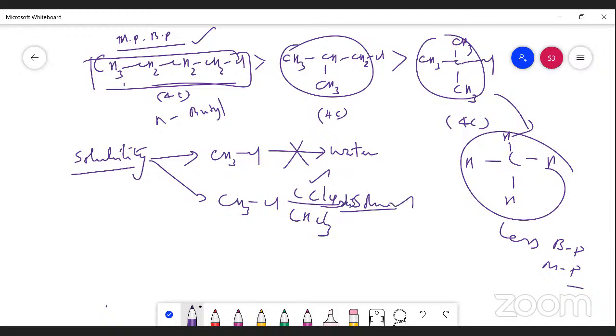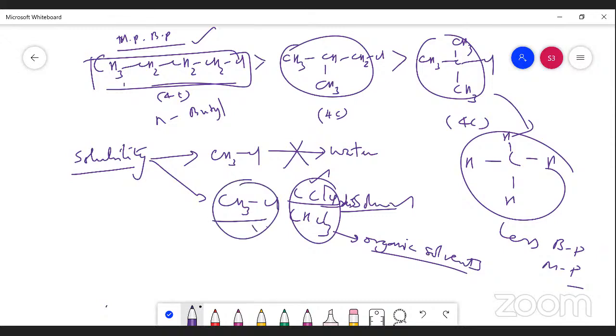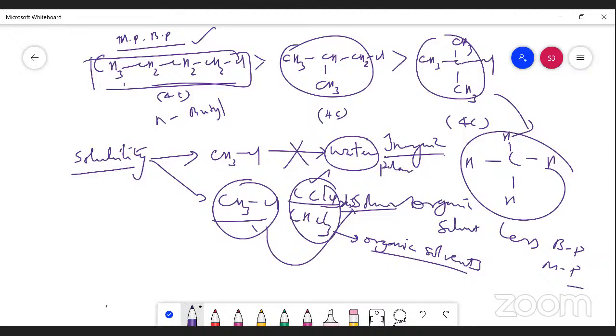It dissolves into these organic solvents, which are called organic solvents. So organic compounds dissolve into organic solvents. The point: this is an inorganic solvent. It is a polar solvent. It does not dissolve this organic compound.